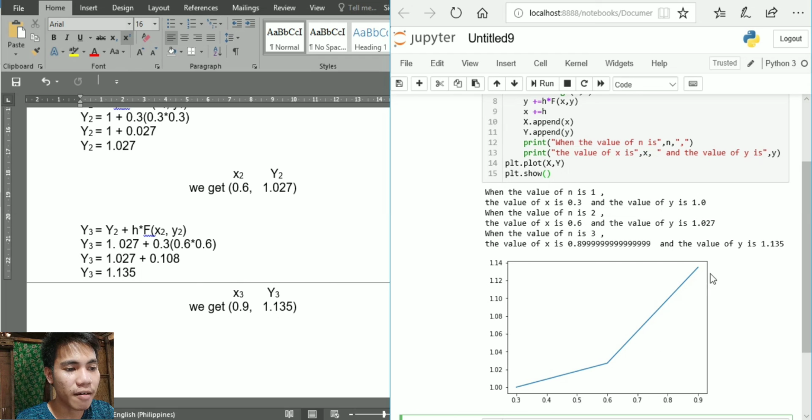So this is the plot showing the results. When the value of x is 0.3, the value of y is 1. When the value of x is 0.6, the value of y is 1.027. And when the value of x is 0.9, the value of y is 1.135. That's it.